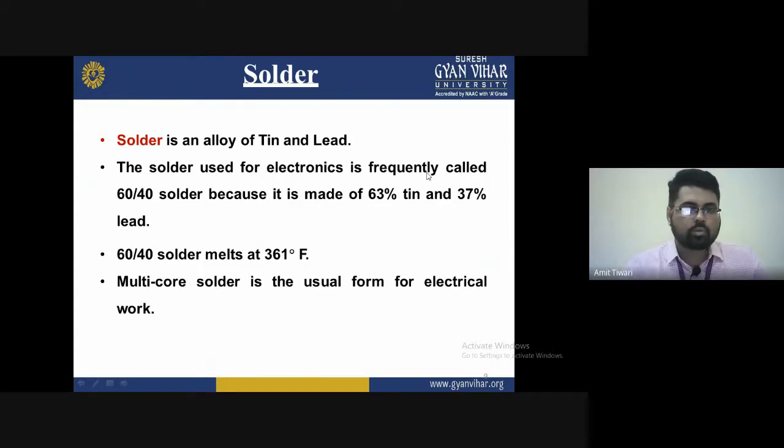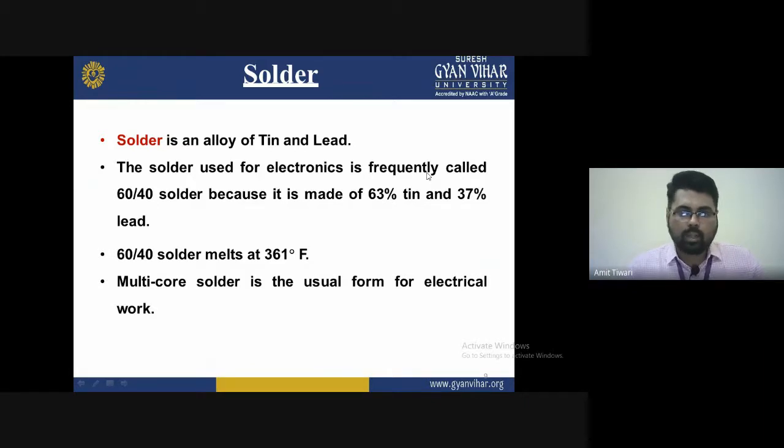And multi-core solder is usual for electric work. Multi-core solder is basically used for electrical work, which is useful for joining small particles, a small section on the circuit. It can easily be welded. There is no huge amount of temperature generated, as well as providing a good surface finishing, which we require for good welding.